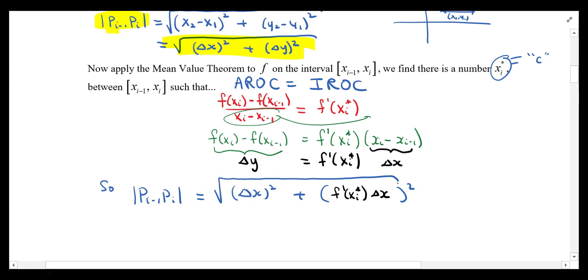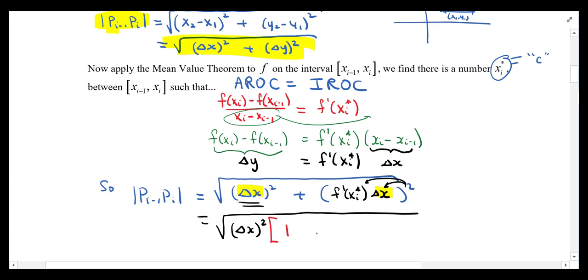And notice that this square will apply to both of these terms. And notice how there's a delta x all squared. I can actually factor that out now. So delta x all squared, because it's in both terms, it's here and here. And if I factor that out, look what's left over. I have a 1, and I have f prime of x sub i star, and of course this whole thing is squared.